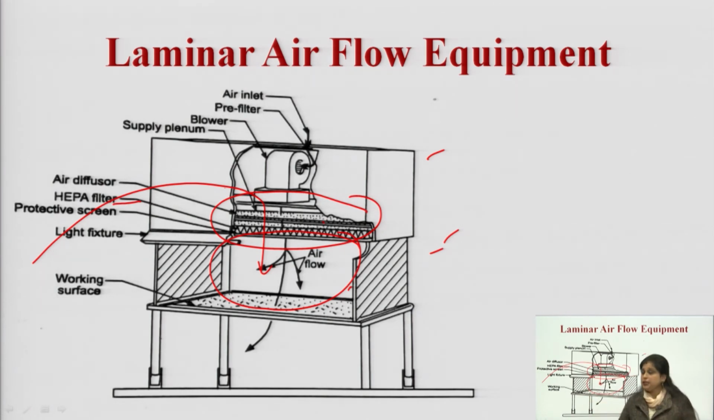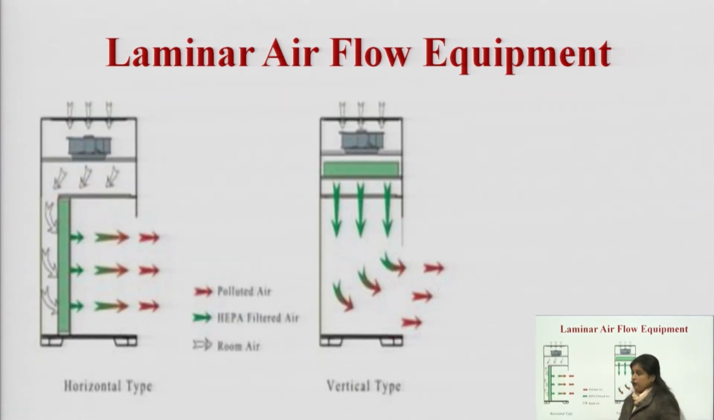Turbulent flow can take place from any direction. If the air is moving from any direction, we won't be able to filter it out, and we won't get an area free from microorganisms. So the air must move in a unidirectional way; it must not be turbulent in nature. There are different types of air directions. If HEPA filters are attached here, then we get air in this way.